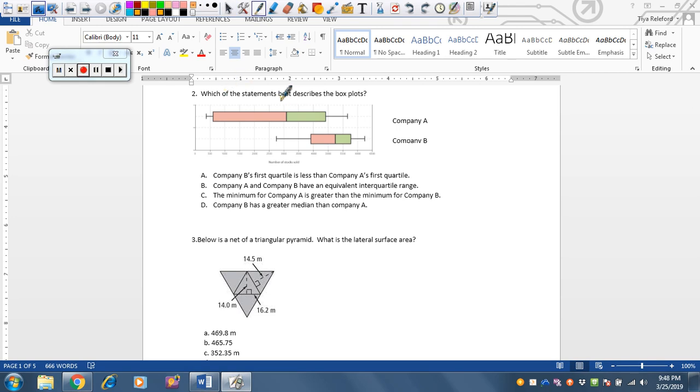Which of the statements best describes the box plot? So we're talking about what's true. It says company B's first quartile is less than company A's first quartile. So looking at company B, each one of these little lines is a quartile. So this is the minimum. Then this is quartile 1, quartile 2, quartile 3. So we're looking at company B's first quartile. That's right here. Is that less than company A's first quartile?